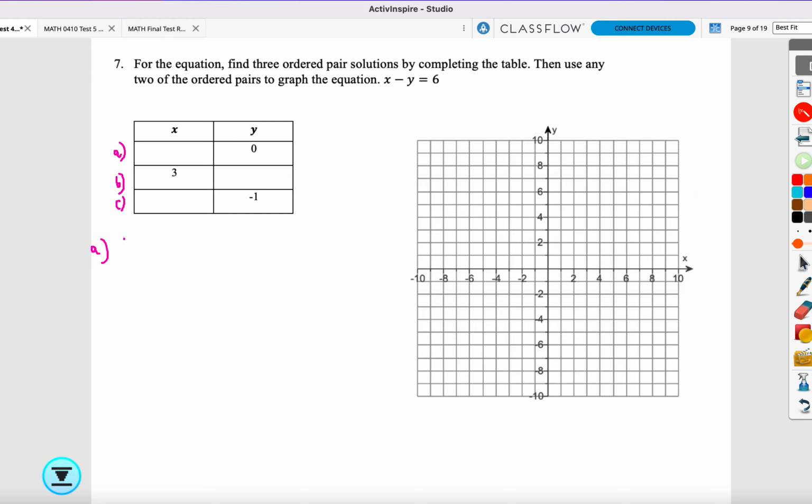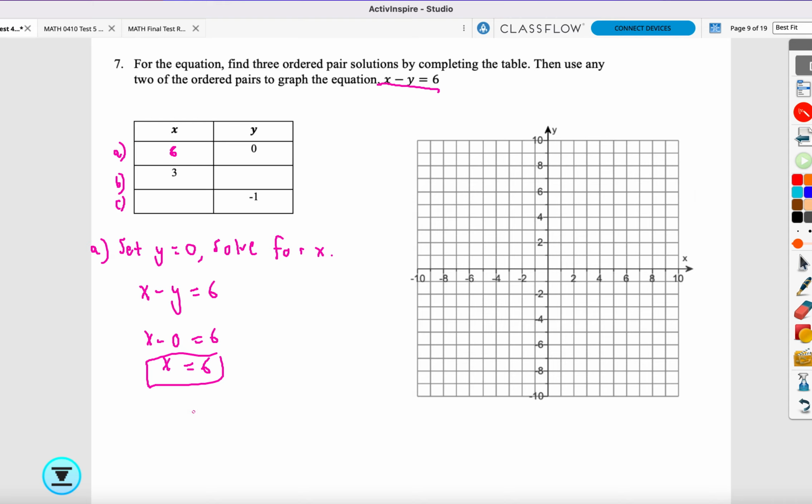All right, so this is A. So A is going to be set. What do we know? We know Y, right? We know Y is equal to 0. And we're going to solve for X. Here's the equation. X minus Y equals 6. I'm going to rewrite it again. So Y is 0. So it'll be X minus 0 equals 6. Well, X minus 0, though, is just what? X. So we're done. 6 comma 0. I'm going to plot that point here. 6 comma 0. That's the first point. That's A.